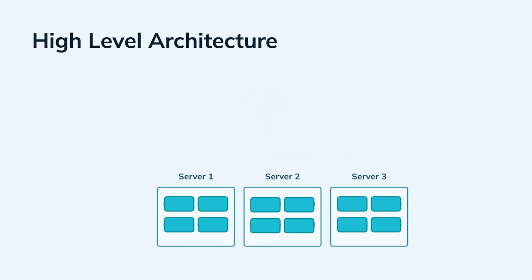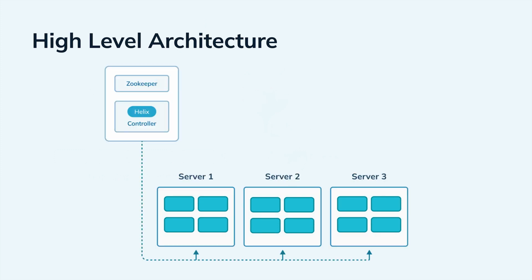So in a Pinot cluster, all these segments are sprayed across the available Pinot servers. The Pinot server is a component that locally manages and processes the segments and then generates the result. We also have the Pinot controller. That's the brain of the whole cluster, takes care of membership, coordination, segment assignment, and so on.